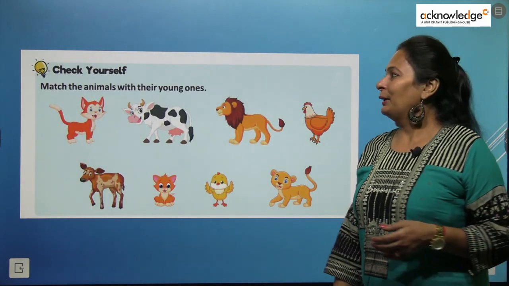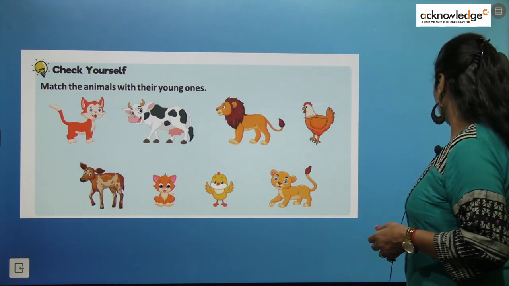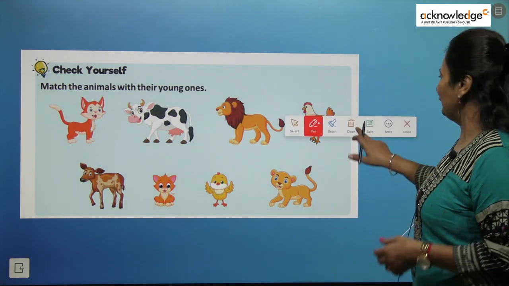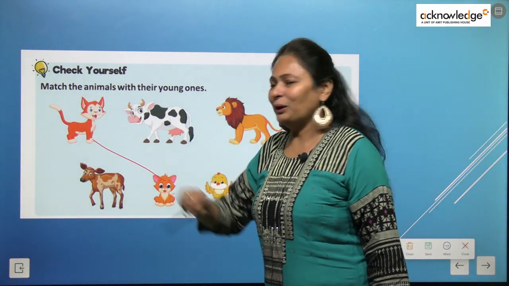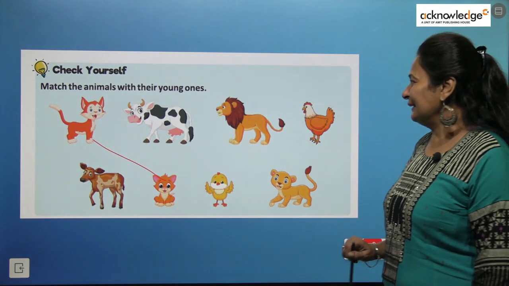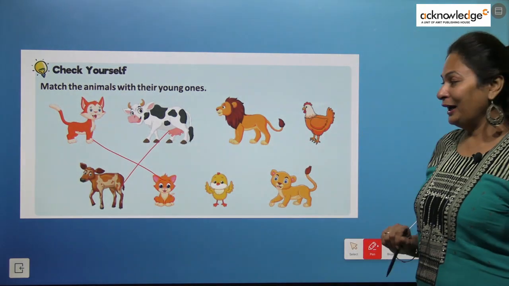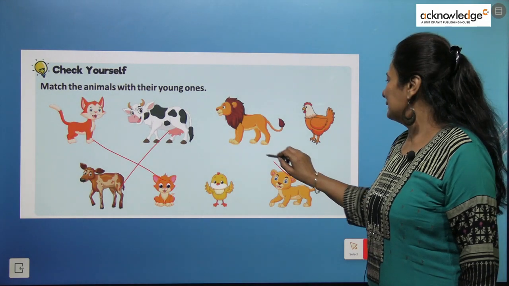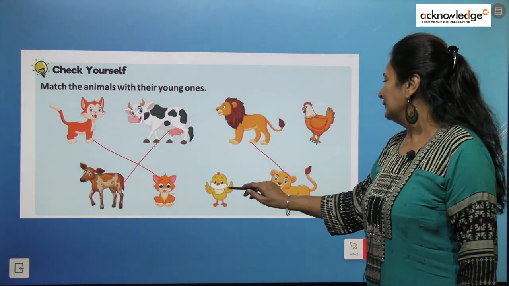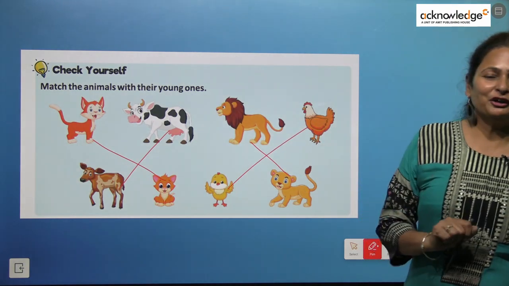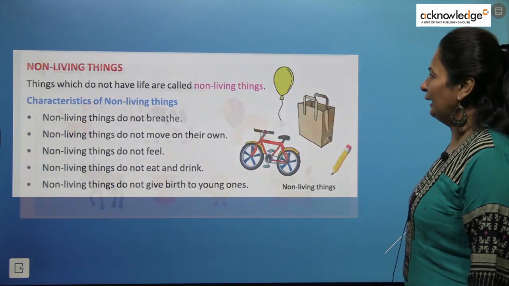Check yourself. Match the animals with their young ones. Can you match it? So let's do it together. A young one of a cat is called a kitten. Calf is the baby of a cow. Cub is the baby of a lion. And chicken is the young one of a hen. Very good, kids. You have done well.